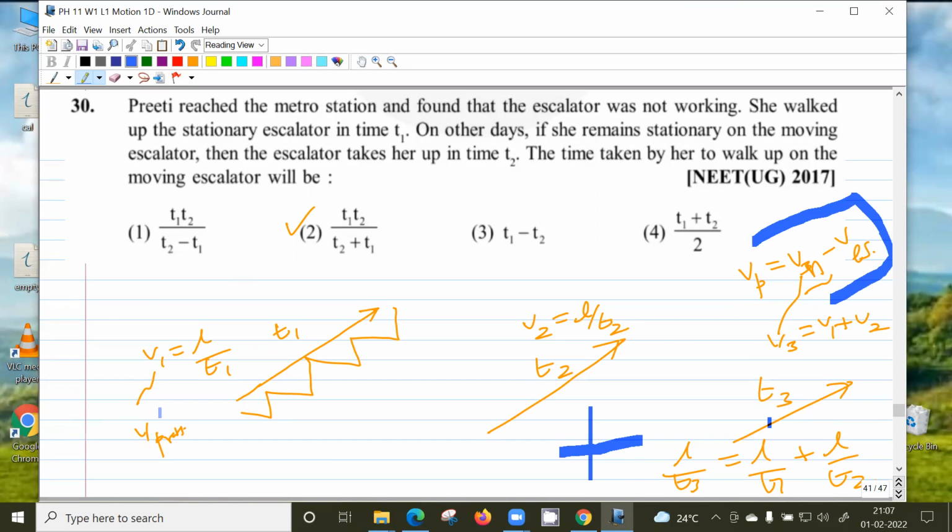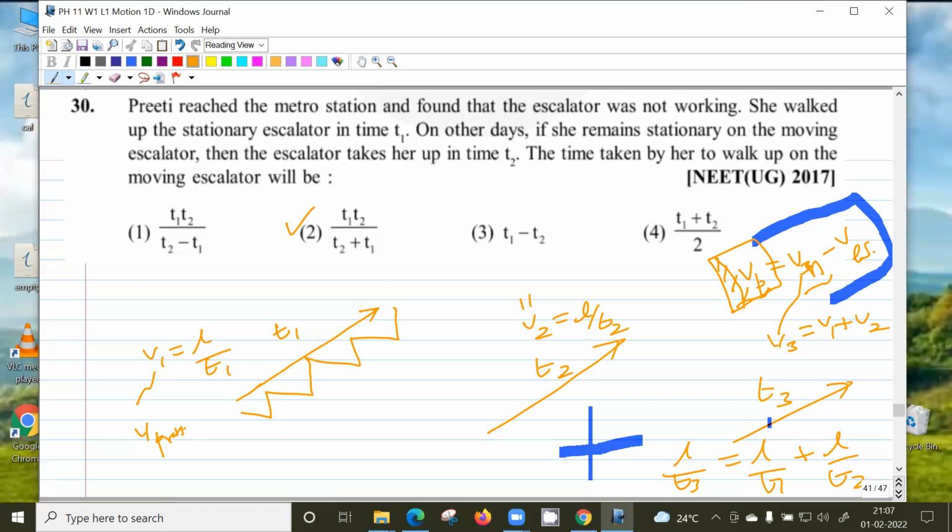In the first case, the escalator is not moving. In the third case, it's moving. So the relative velocity of PT: the escalator's velocity only moves. Which one? V2. V2 is the escalator velocity. And then the velocity of PT with respect to the escalator will be V1 minus V2 only, no? Relative velocity. See, the relative velocity of PT is not going to change, not the actual velocity. The velocity of PT is with respect to the elevator, escalator. That will remain constant.